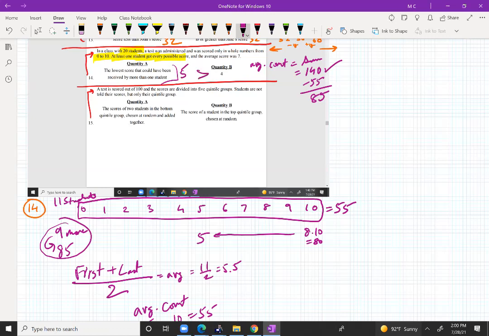I see. Wow, so many different concepts put together. A little bit of series, a lot of logic. A little bit of rate, average times count is sum. So you really have to use your brain for this question. Yeah, I see that.